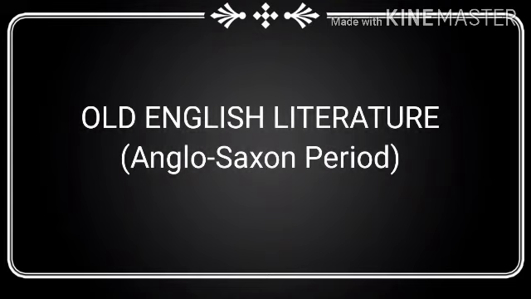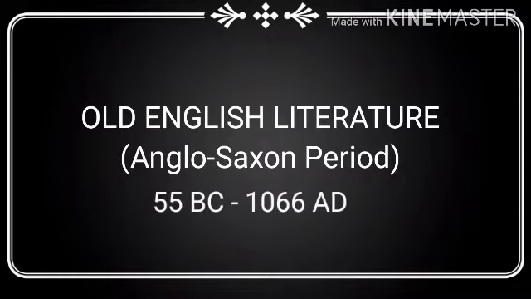Hello learners. So today in this video we are going to study the period called the Anglo-Saxon period. It is also called the Old English period. The date of this is from the 55th century BC to 1066 AD. In this chapter, we are going to cover all the important works, all the important writers, and the important characteristics of this period, with every invasion that happened during this period.